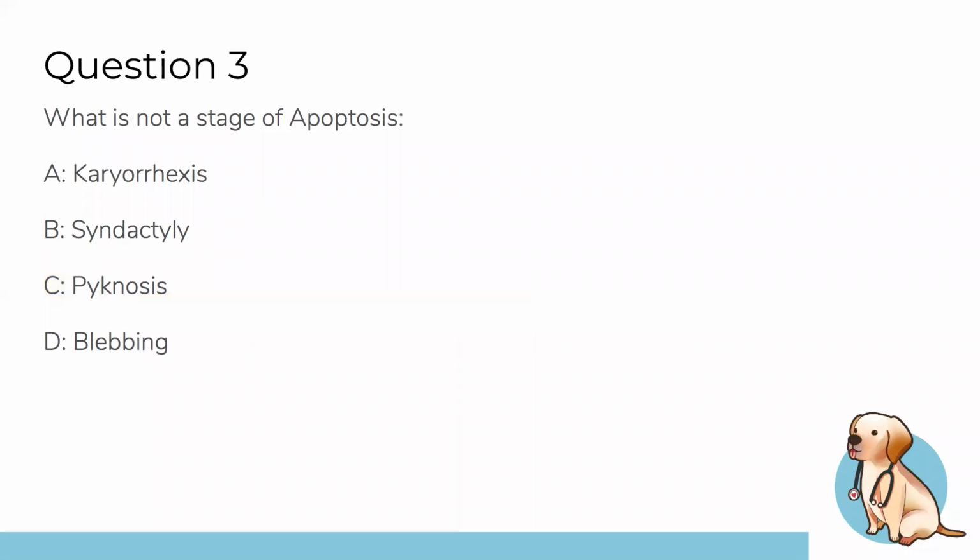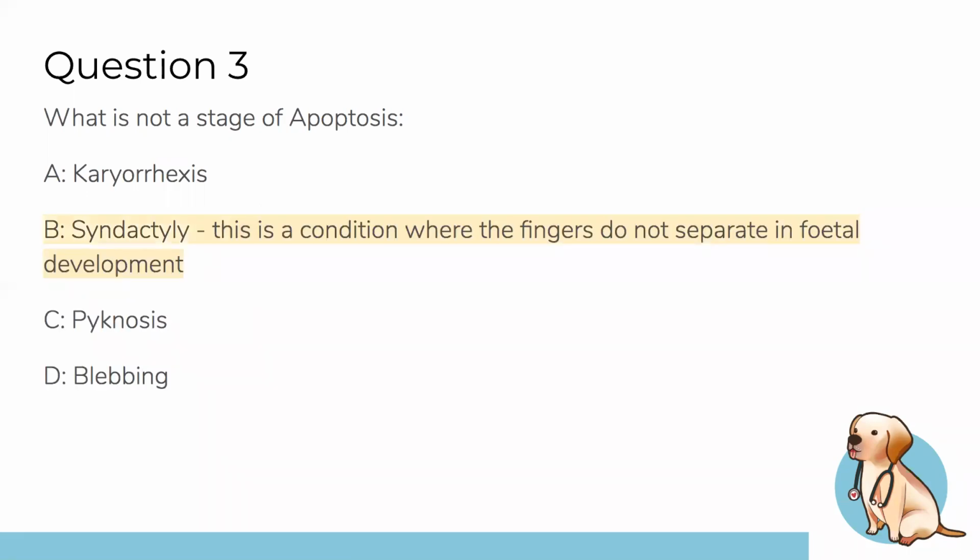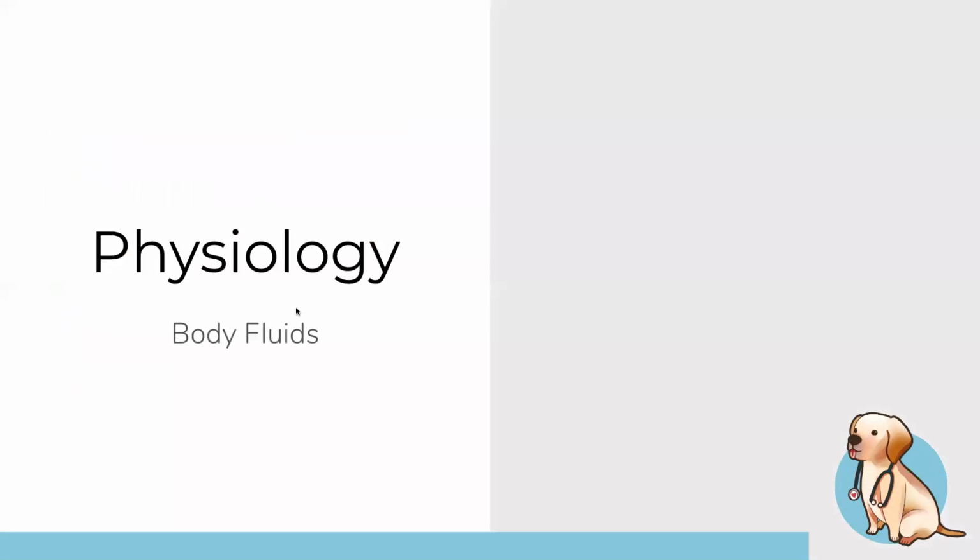Question 3. What is not a stage of apoptosis? Alright, so the answer is B, syndactyly, because that's just a condition. So that is all from me.